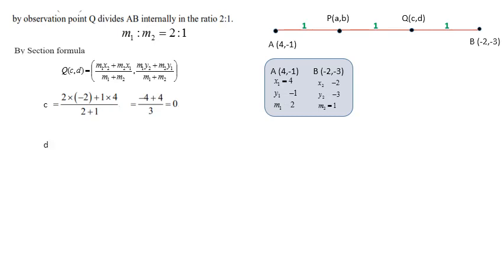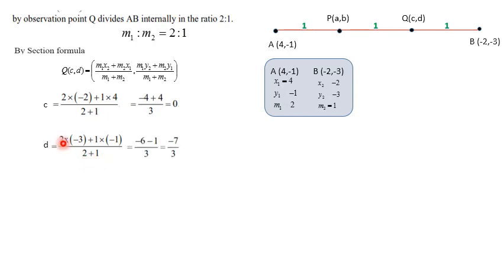Next we have to go for calculating D. D is equal to m1y2 plus m2y1. So first m1y2. m1 is 2, y2 is minus 3. So 2 into minus 3 plus m2y1. m2y1 is m2 1, y1 is minus 1. So 1 into minus 1 divided by m1 plus m2, that is 2 plus 1.